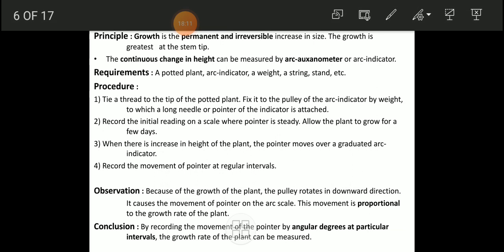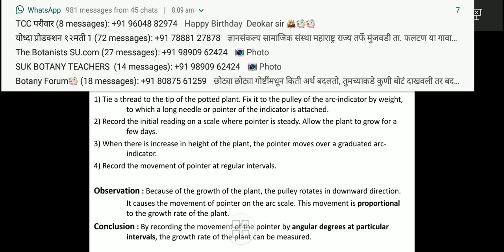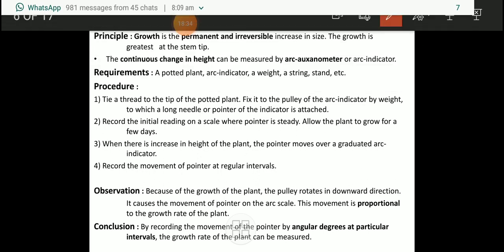Now, the third experiment is the arc indicator. The arc indicator is used to measure the growth of plant, isn't it? Now what is growth? Growth is nothing but the permanent and irreversible increase in size, isn't it? That is known as growth.